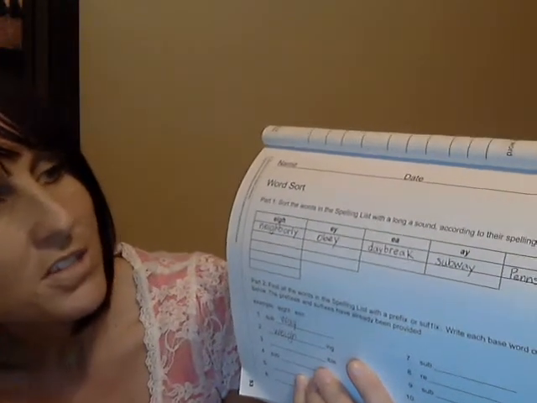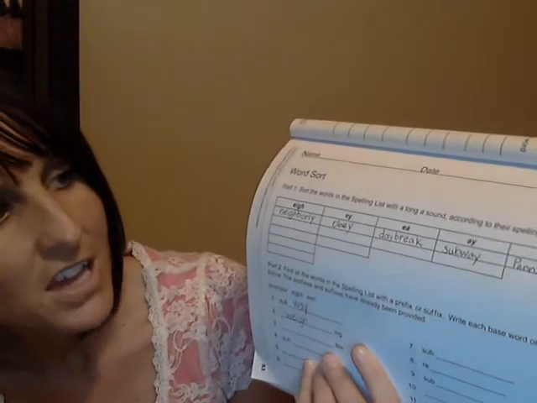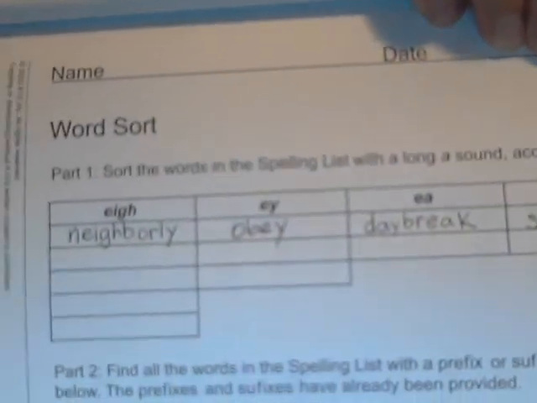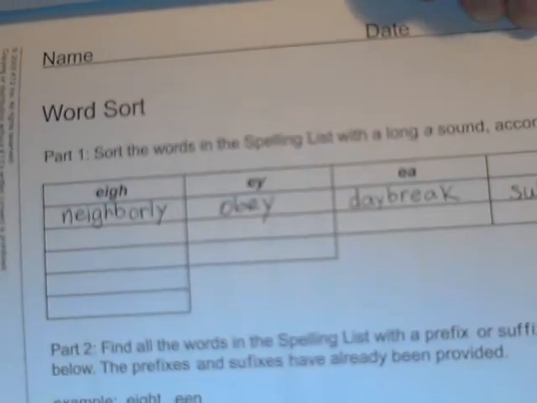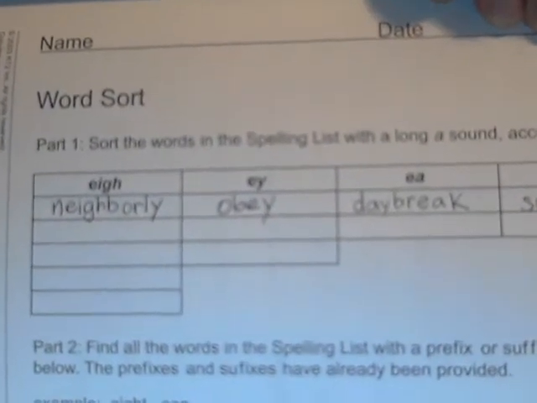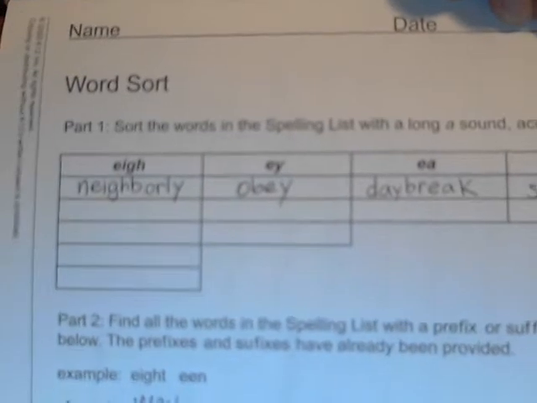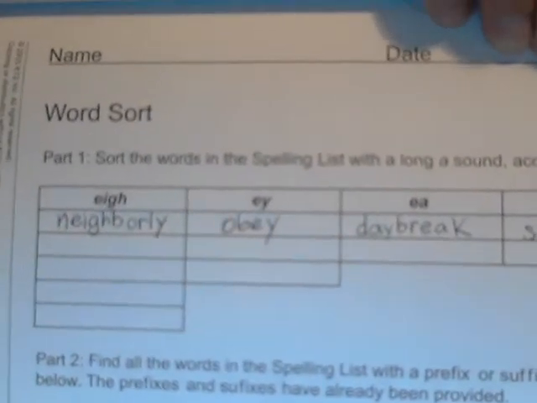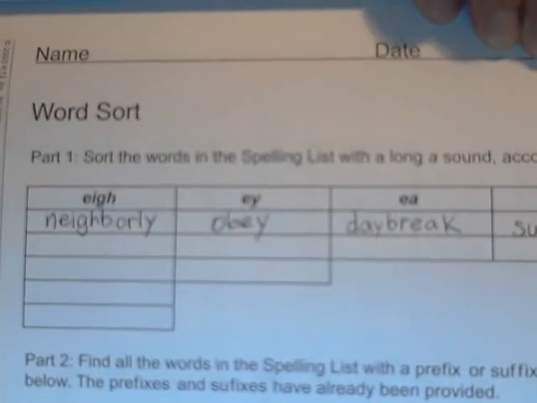The first part says, sort the words in the spelling list with the long A sound according to the spelling of their sound. So I have done an example for you in each of the columns. The first column, we've got the E-I-G-H spelling pattern. When I look on your list, I see that neighborly has the E-I-G-H spelling pattern, so it fits in that column. Go ahead and write that on yours.